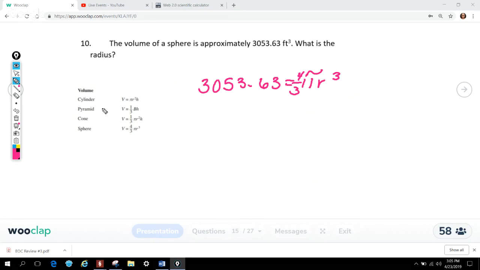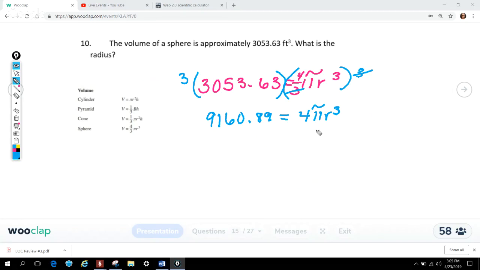First, I multiply everything by 3, and then I divide. So here, I'm going to multiply this side by 3 and this side by 3. That's going to cross out my denominator. So when I do that, I'm going to be left with 3053.63 times 3. I'm going to be left with 9,160.89, and that's going to equal 4 pi r cubed.